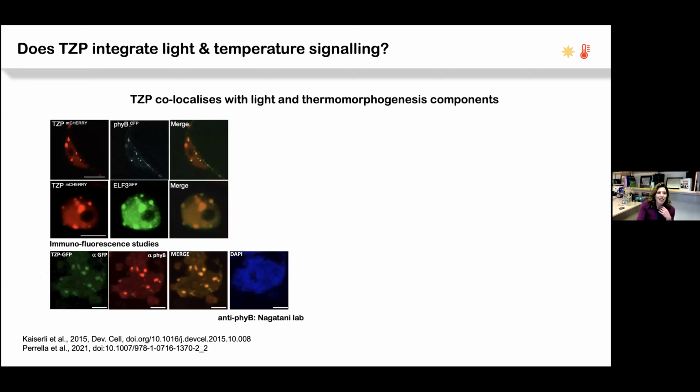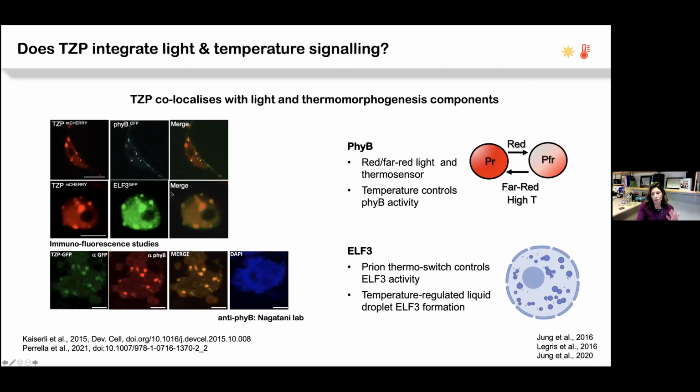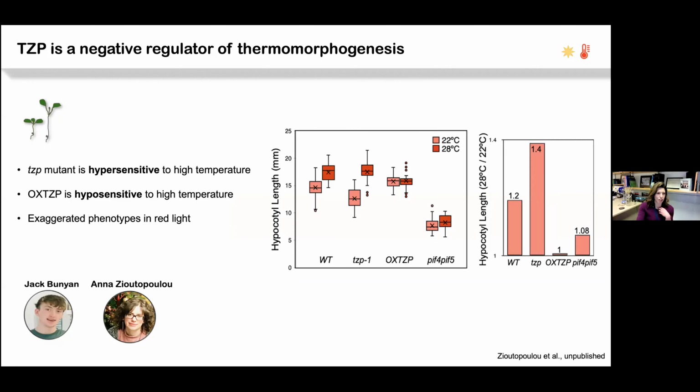Now, lastly, we were interested to find out whether TZP can integrate light and temperature signaling, and since TZP co-localizes with phytochrome B, which is a thermosensor, but also with ELF3 that has recently been shown to be a thermosensor in these nuclear photobodies, we were wondering whether TZP could play a role in thermomorphogenesis. And we performed some hypocotyl assays.